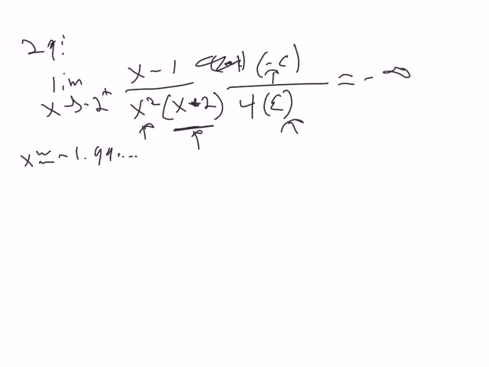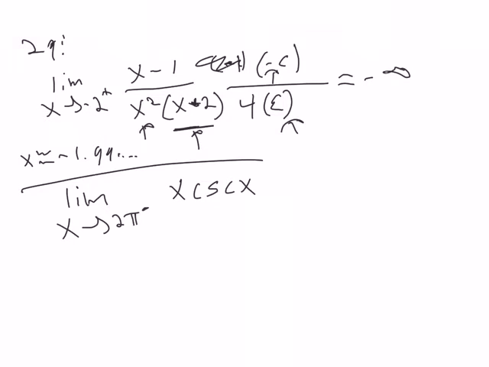The next problem is a little interesting. Let's look at it. This is problem 31. We have the limit as x approaches 2 pi from the left of x cosecant x. By the definition of cosecant, this is the same as the limit as x approaches 2 pi from the left of x over sine of x.